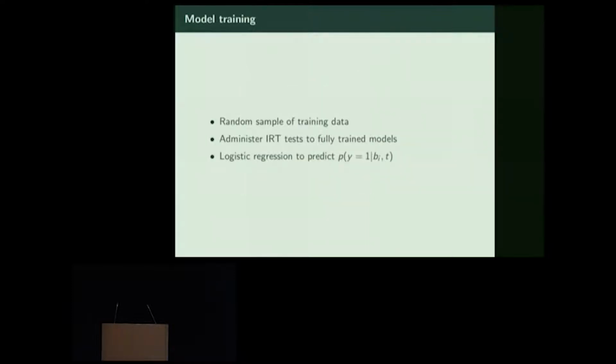To conduct our experiment, we trained each model with a subset of training data for each task. We started with a few hundred training examples and incrementally added randomly sampled training data until the models were trained with the entire training set. For each training set size, once the model was trained, we administered our IRT tests and recorded the model output for each item. With these outputs, we learned a logistic regression model to predict whether a model would correctly label an item, given the training set size and the item difficulty.